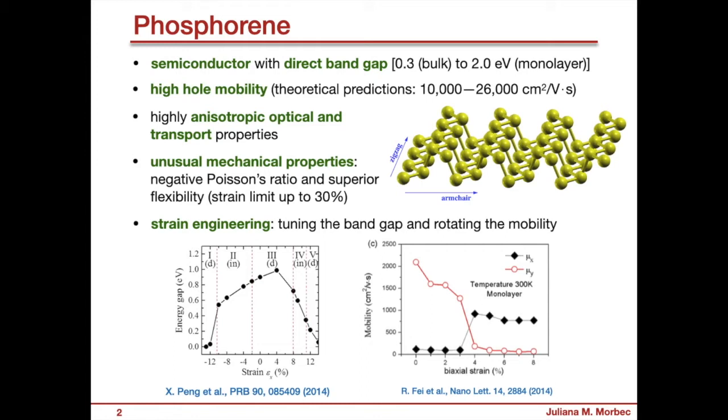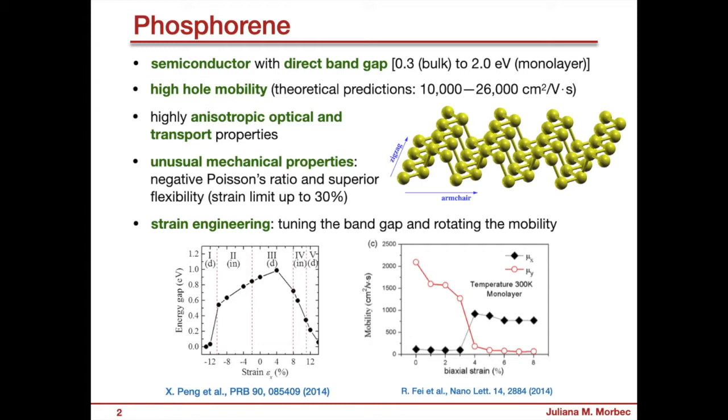On the left hand side, you see a change in the band gap of the system when you go from 0 to minus 12 or plus 12% strain along the zigzag direction. You see that the value of the band gap changes when you apply strain, and also the nature of the band gap changes. The band gap that's direct with 0% strain becomes indirect, for example, when you go between minus 2 and minus 10% strain. And on the right hand side, you see that you can also rotate the carrier mobility when you apply strain.